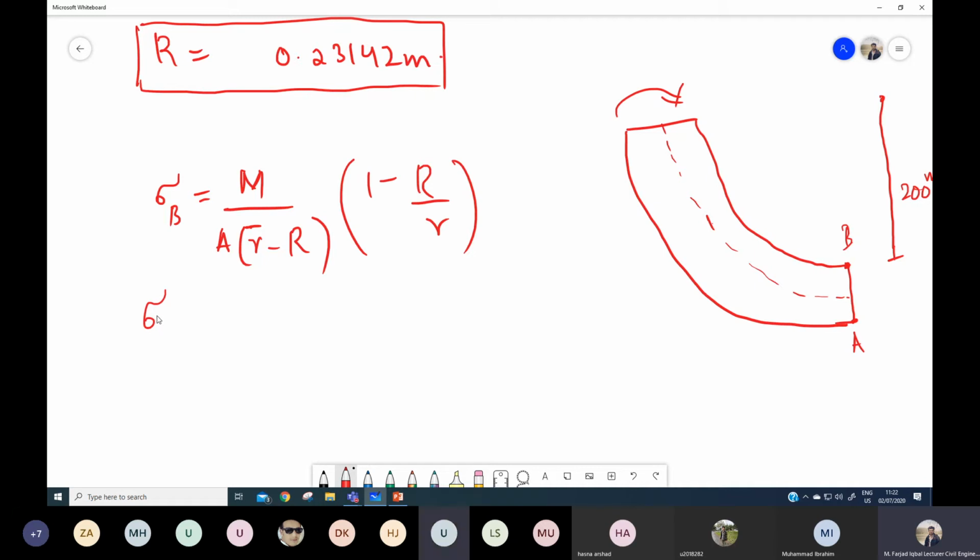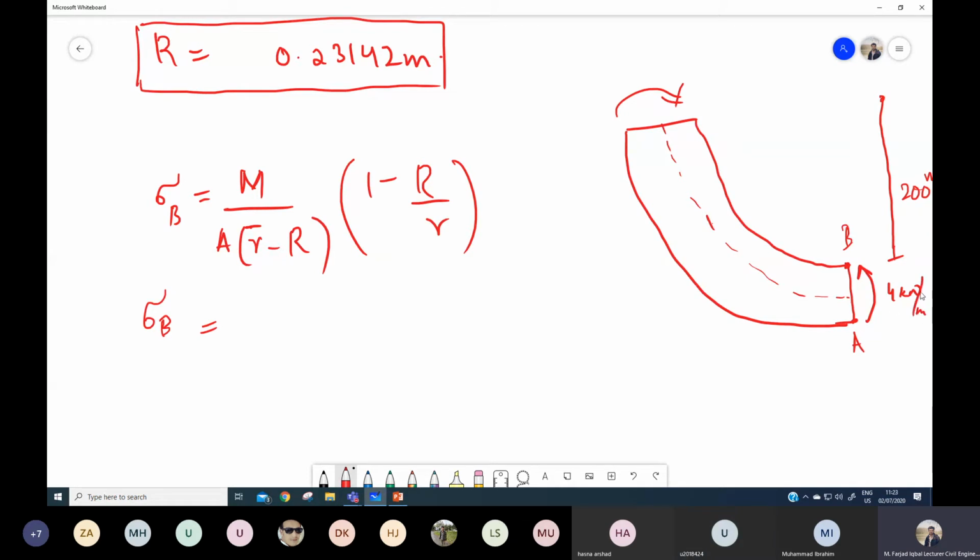Sir, point B will be in compression and A will be in tension. How come? Sir, the moment is acting like this, so the resistive moment will be this one, right? Yes, at point B it will be causing compression. Who are you, by the way? Shahzeb. Okay.